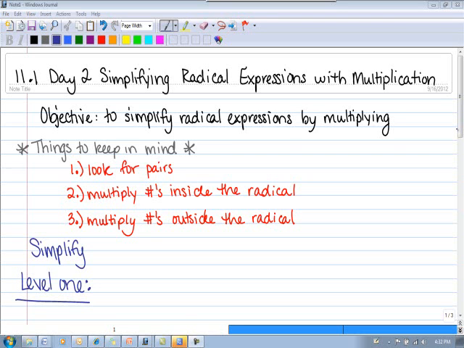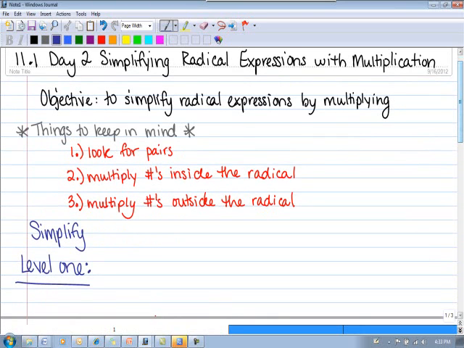Today's lesson comes from section 11.1. It's day 2 of simplifying radical expressions with multiplication. Our objective today is to simplify radical expressions by multiplying. So some things you want to keep in mind while you're doing this is that we're still looking for pairs, we're still multiplying numbers inside the radical, and we're still multiplying numbers outside the radical. All the same rules that we were working on yesterday still apply.